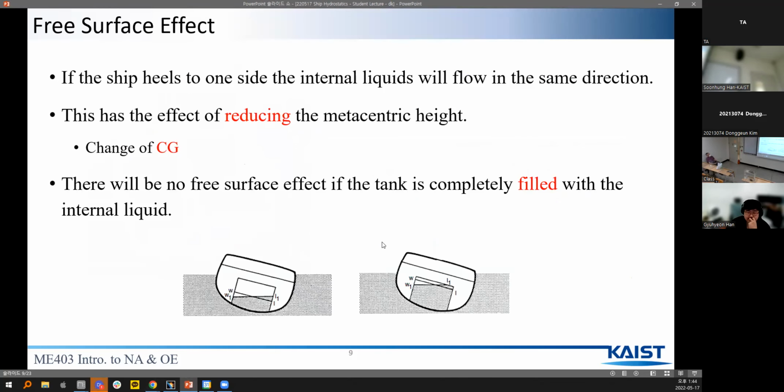So next is the free surface effect. If the ship heels to one side, the internal liquid will flow in the same direction. This has the effect of reducing the metacentric height. And this effect leads to a change of CG.